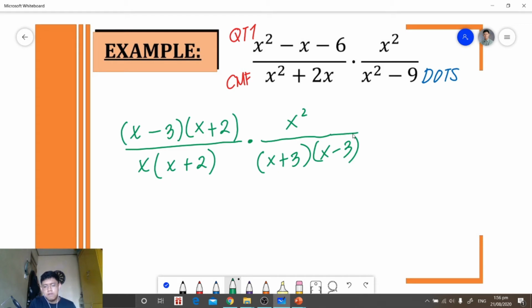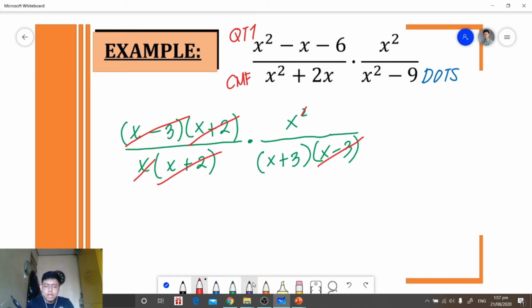And this is my favorite part. We now proceed to cancellation. Let's cancel all the common factors that are present in our numerator and denominator. So we have x minus 3, cancel, cancel. Then we have x plus 2, cancel, cancel. Then we have x, cancel, but we are just going to cancel our exponent, so we will have x raised to 1.